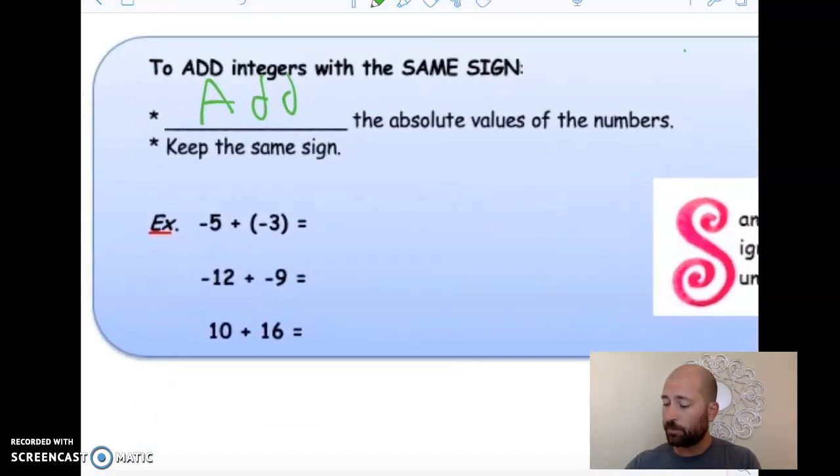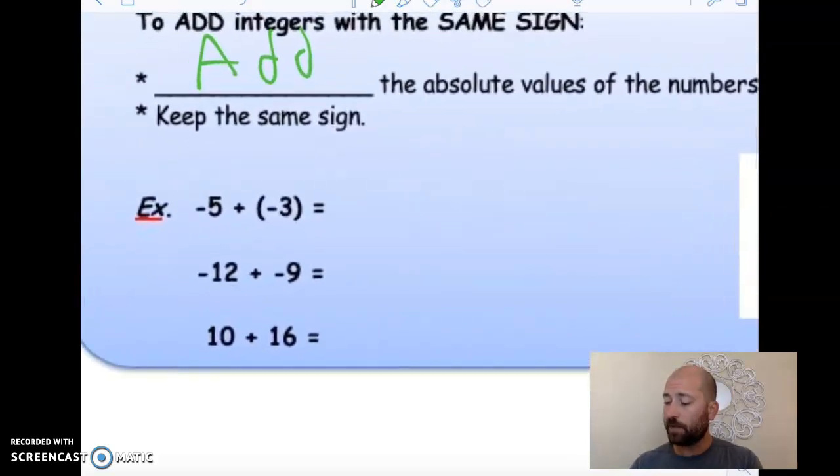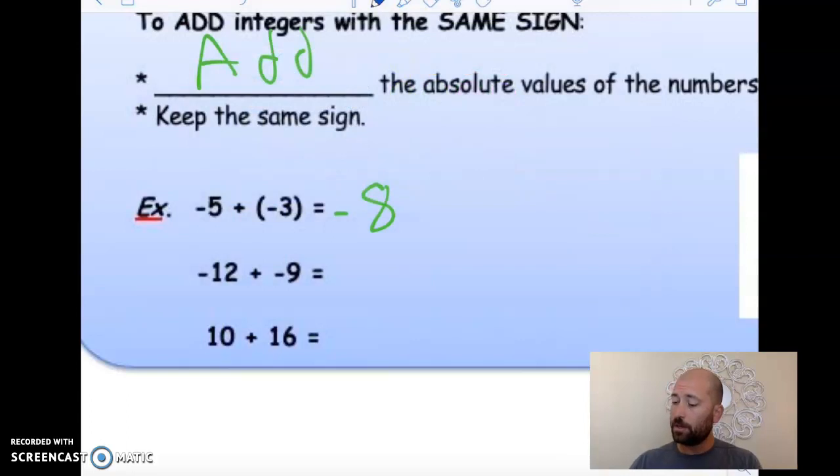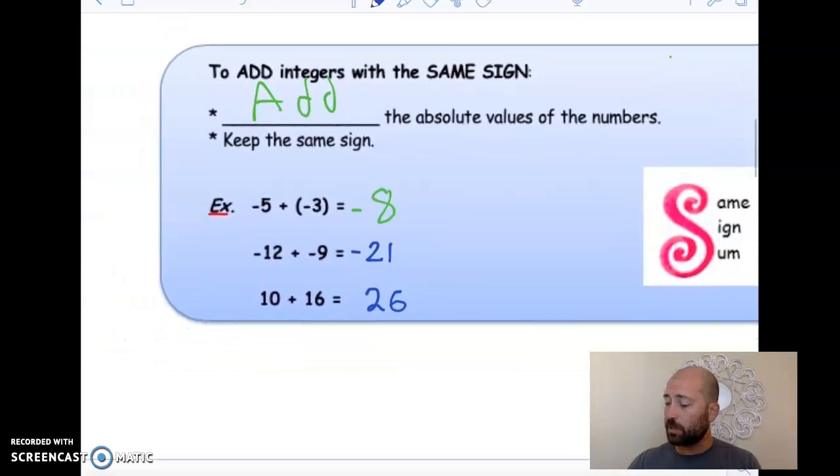So for example, -5 plus -3: 5 plus 3 is 8, and since they're negative, I'll keep the answer negative. -12 plus -9: the absolute value of -12 is 12, and the absolute value of -9 is 9. 12 plus 9 is 21, and we'll keep the sign. And 10 plus 16, you've been doing this. It follows the same rules, but don't make it too hard. That's integers with the same signs.